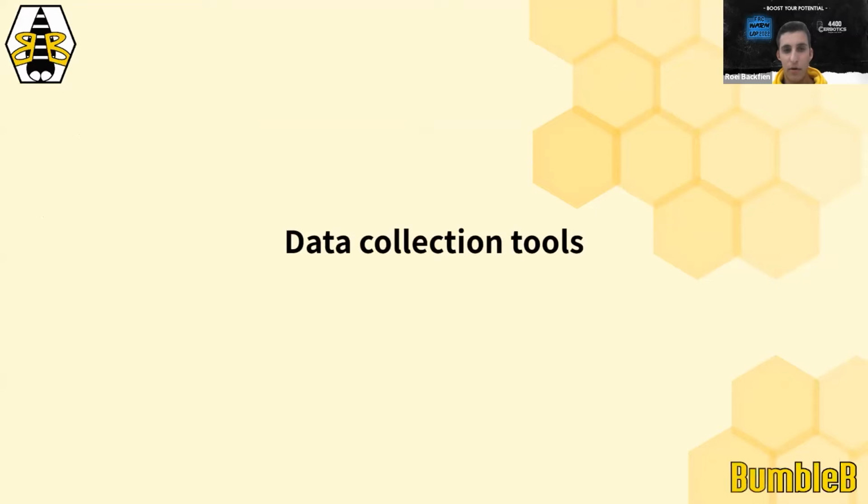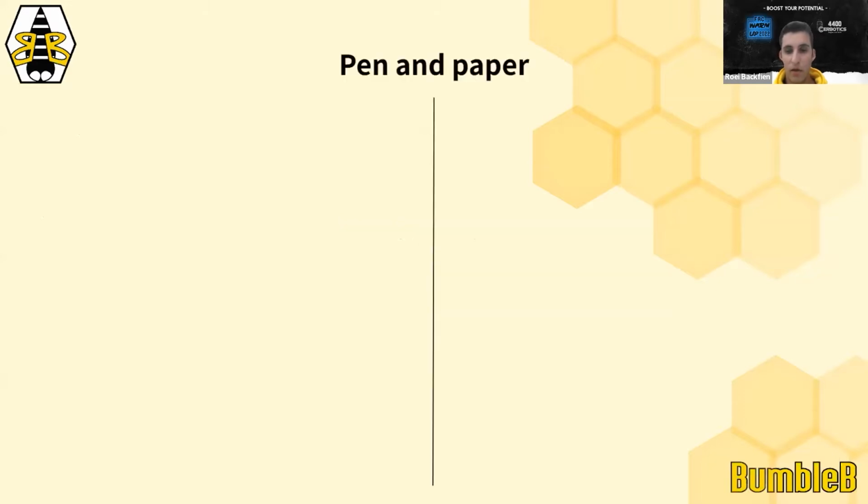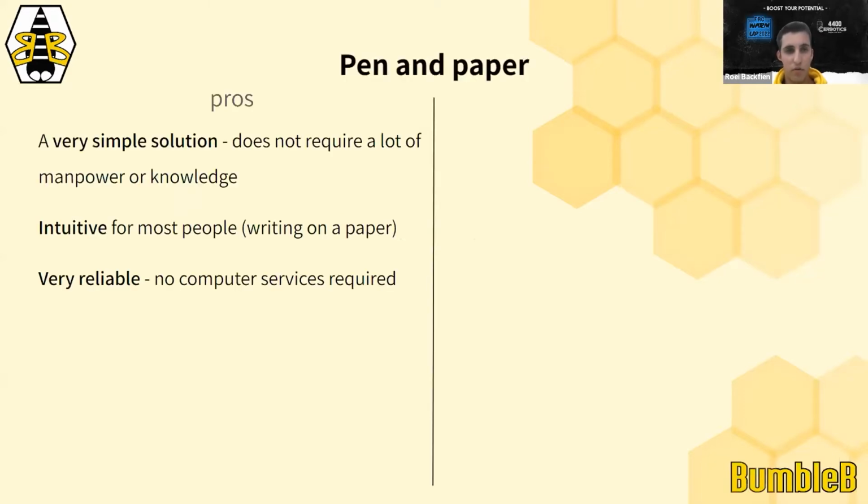So now we're going to talk about all the tools that we know and have experience with that are used to collect data. The first one is pen and paper, which is the most basic method in the FRC. The pros of this tool is that it is a very simple solution. It doesn't require a lot of manpower or knowledge. It is very intuitive for most people. We are all students, so we write on paper pretty much each day. So it's very, very intuitive.